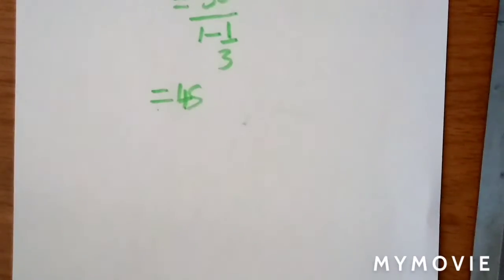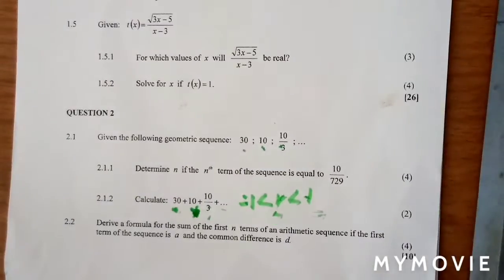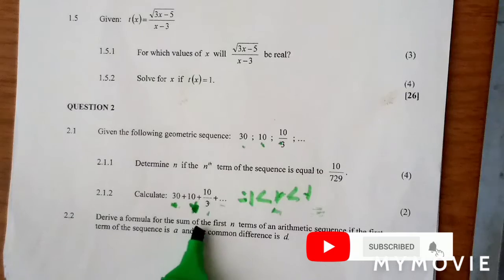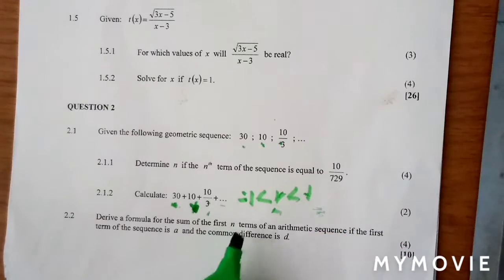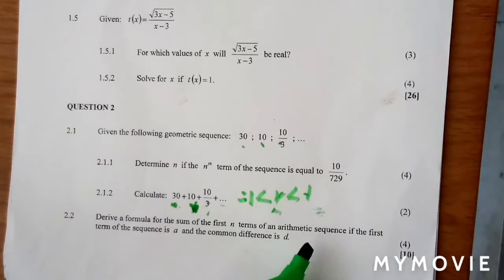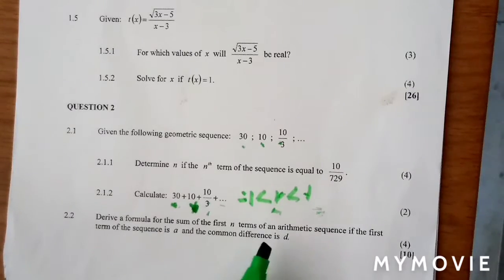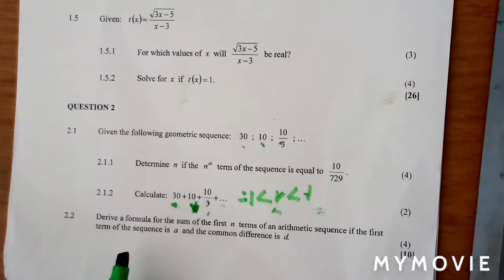Let us see it. The last question is saying: determine the formula for the sum of the first n terms of an arithmetic sequence if the first term of the sequence is a and the common difference is d. What does this question mean? This question means that you must find the formula for an arithmetic sequence. You must derive it.